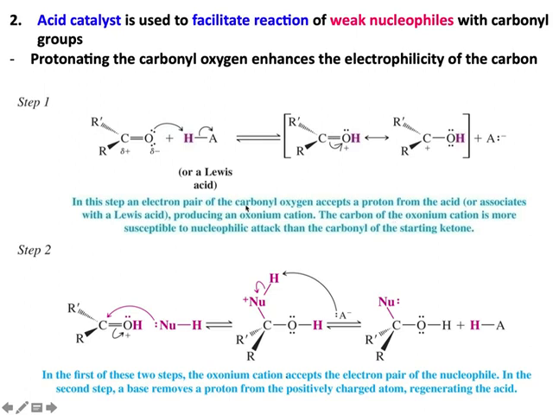Once you get the oxonium cation, proceed to step 2, where the nucleophile can attack this carbon, so the electrons will move. The oxonium cation accepts the electron pair from the nucleophile. Then a base removes a proton from the positively charged atom, to regenerate the acid. So here is the mechanism for the weak nucleophile.